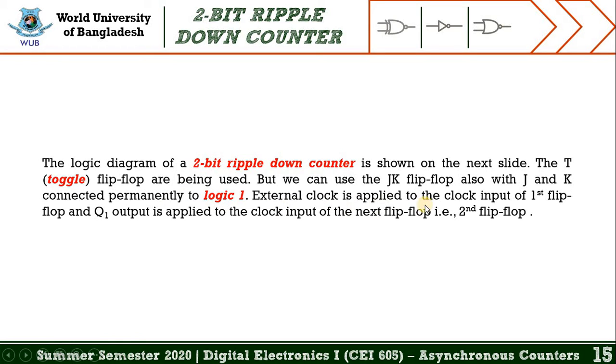External clock is applied to the clock input of the first flip-flop, and the first output of the first flip-flop is applied to the clock input of the next flip-flop, which means the second flip-flop. So let's move into the next slide to explore the logic diagram of the 2-bit ripple down counter.